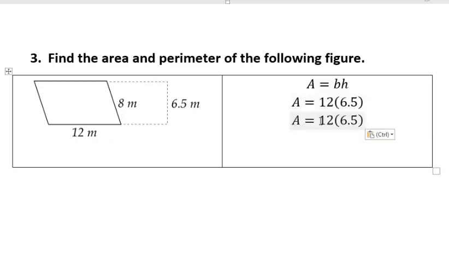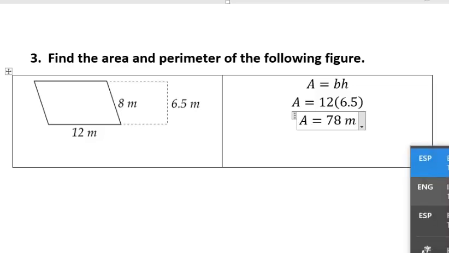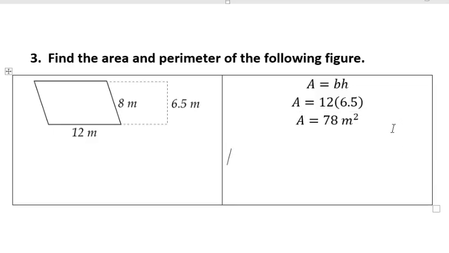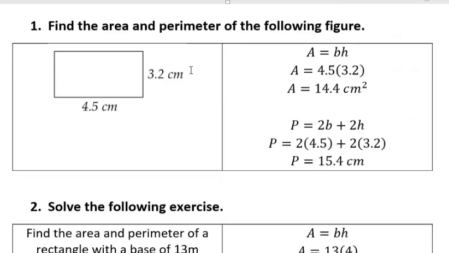Height is always perpendicular to the base. So I multiply these two numbers and I will get an answer of 78. So I will get 78 meters, and remember, we're talking about area, so the units for area are always squared. Okay, so it will be 78 square meters.